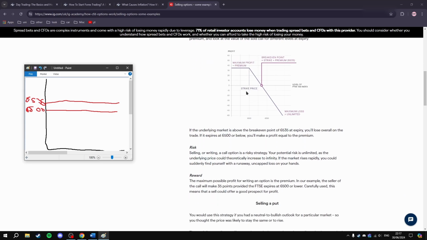If the underlying market is below the break-even point at 6535 expiry, so anything in this area, you lose overall on the trade. If it expires at 6500 or below, you'll make a profit equal to the premium. Hey, whoa. That's wrong. Hold up.